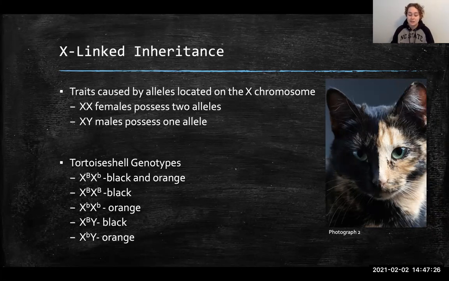If the X possessing the orange allele is inactivated and becomes a Barr body, then that cell will produce black fur, and so will all the mitotically produced copies of the cell. This creates a patchwork of orange and black fur throughout the body that is not possible in orange XY males, as they only possess one color allele.